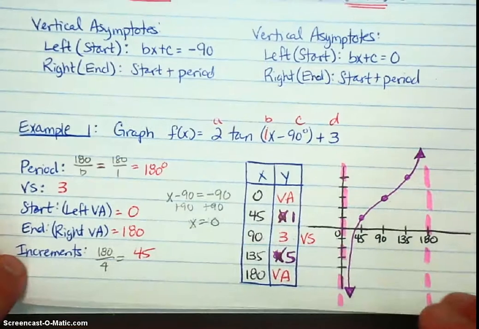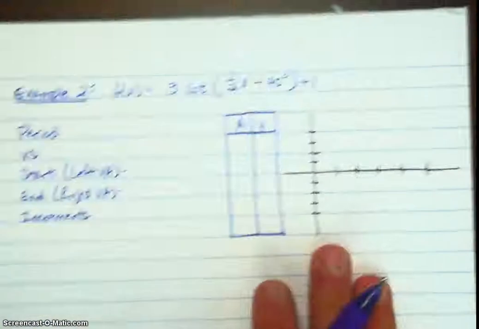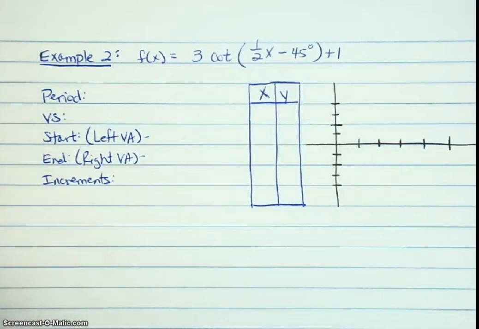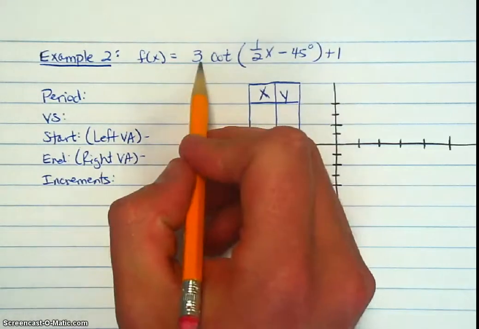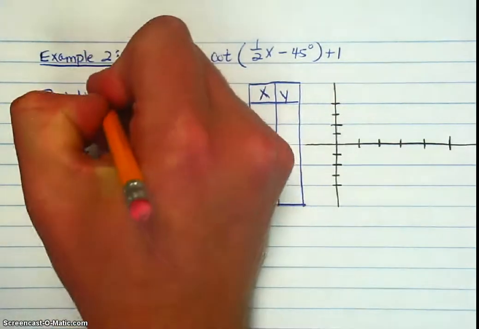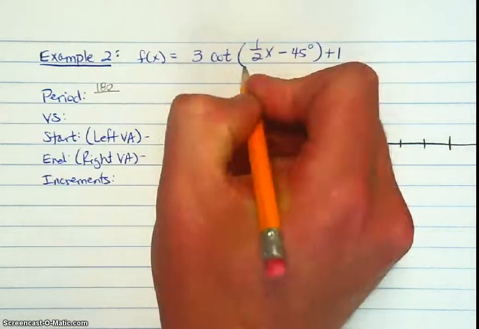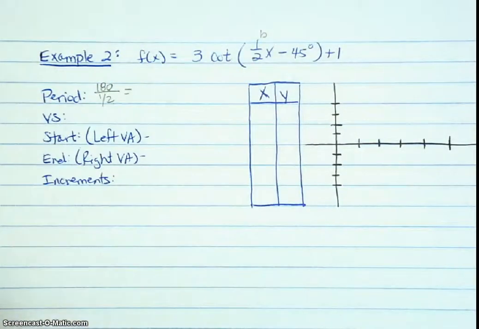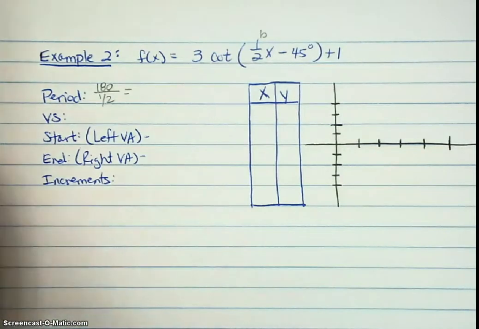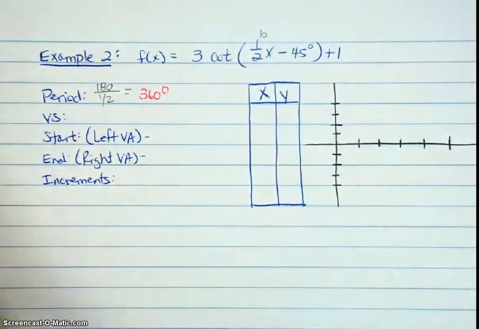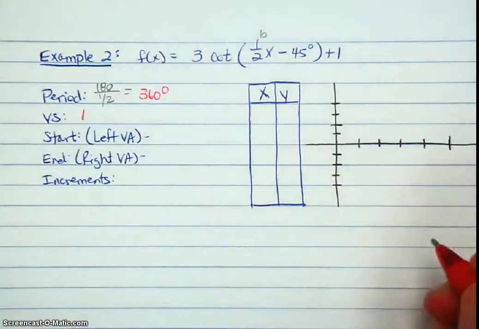Okay, let me do one more. Let's do a cotangent problem. And maybe I won't mess this one up here. So cotangent, same thing as we were doing before. Let's see, 3 cotangent 1/2 x minus 45 plus 1, period. We take 180 divided by b, and b in this case is 1/2. And when you take 180 and you divide it by 1/2, you have to do keep change flip. So that is going to make this actually turn out to be 360. My vertical shift is 1.